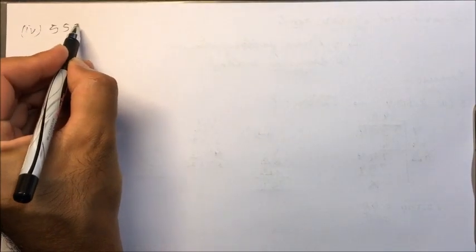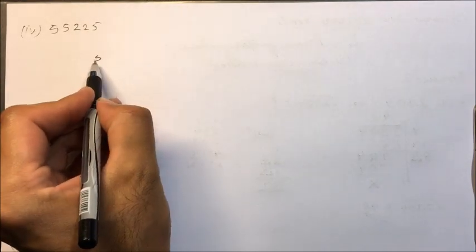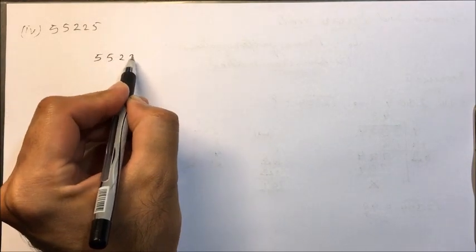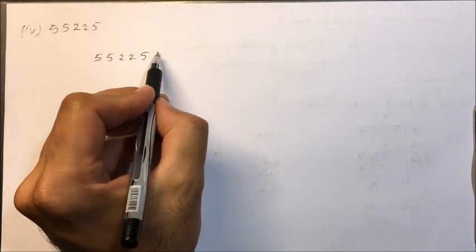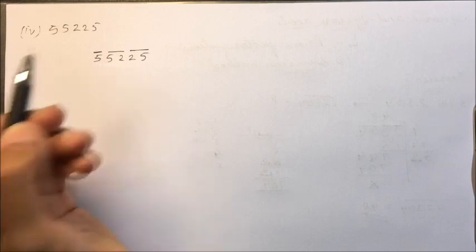Let us take the fourth one, that is 55225. Its root we have to calculate. So what will we do? First we write the number, and from this side we will start pairing the digits: one pair, second pair, and one digit remains alone.